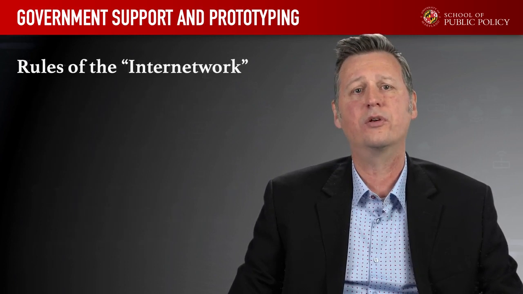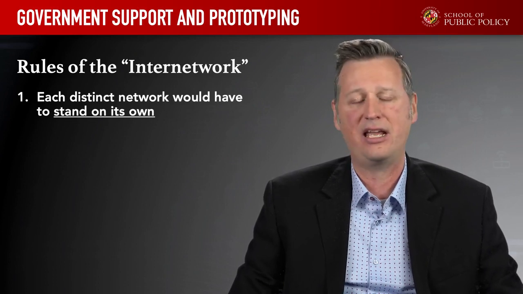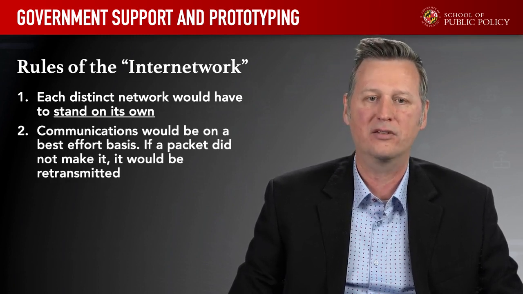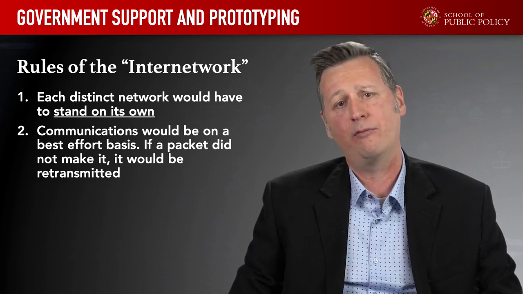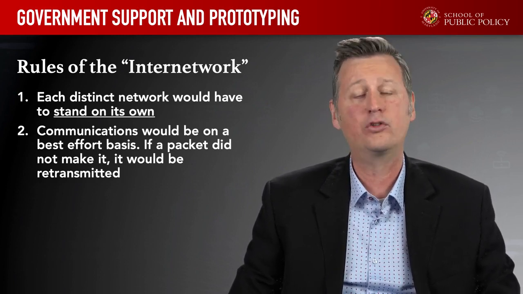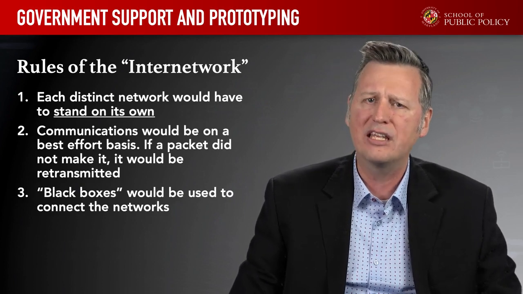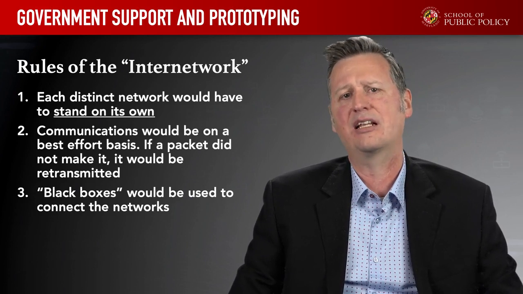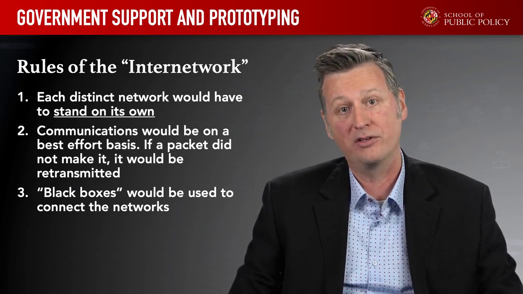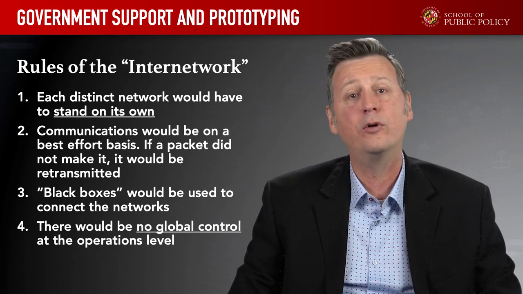This is important. So there are some general rules of this internetwork. The first rule is that each distinct network has to stand on its own. They're independent. The second is that communication is made on what we call a best effort basis. So if for whatever reason, because we've taken a bunch of data and chopped it up into small pieces that we call packets, one of those packets, when it's being transmitted, does not make it, it gets retransmitted. So that's the second rule. The third is that there's something, we don't have a name for it at this point, that we would call a black box, something that allows us to interconnect these various networks. These black boxes later become what we know as routers. We'll talk more about that in other videos. And then fourth, and this is really important, there is no global control.